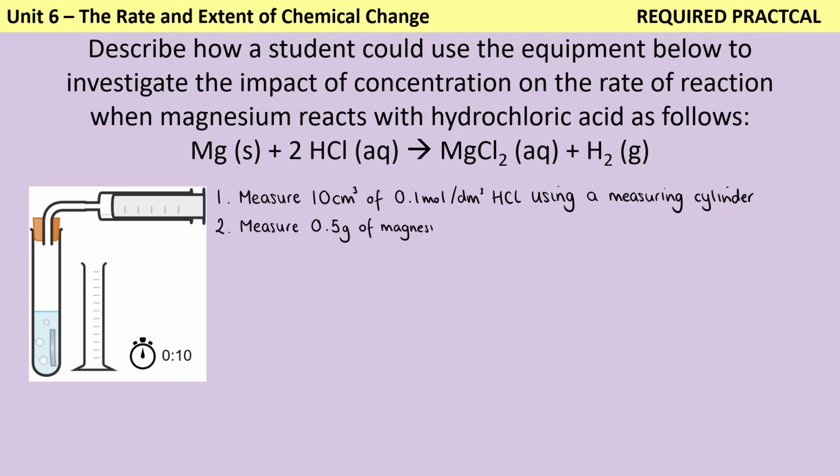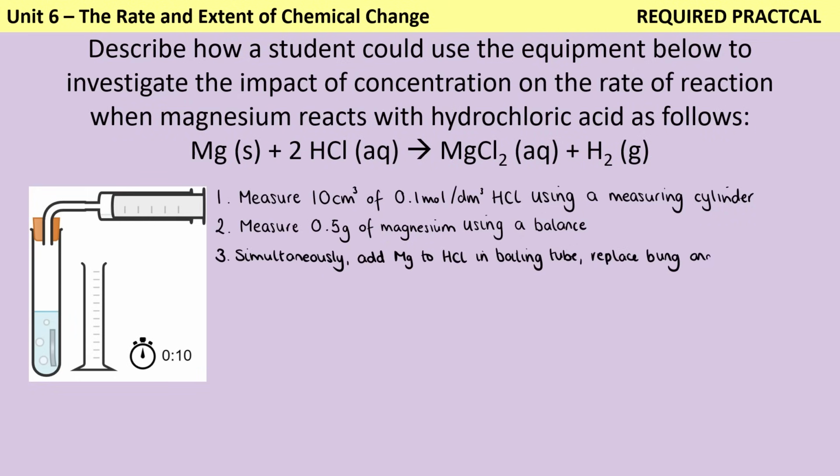Then I'm going to measure out my half a gram of magnesium. Again, it's not important that it's half a gram, it could be 0.2, it could be 1, but I am going to give my equipment again, so I'm going to say using a balance. And then crucially, you need to make sure that the reaction is actually going to happen. So we're going to talk about simultaneously adding the magnesium to the hydrochloric acid and also starting a stop clock. Here I've needed to talk about putting the bung back in because I'm using a gas syringe as shown in the diagram, and otherwise some of the gas would be lost.